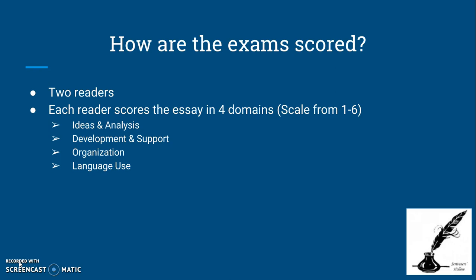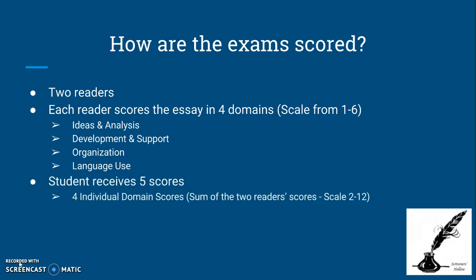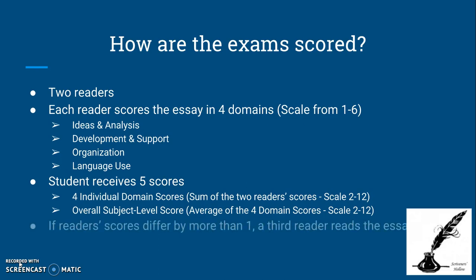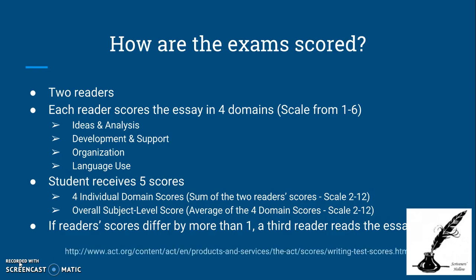Okay, and then those 2 scores are added together. So the final essay is scored in each of the 4 domains on a scale of 2 to 12. All right, so the student ultimately receives 5 scores. You're going to get 4 individual domain scores between 2 and 12, one for each of those 4 domains. And then you're going to get an overall subject level score, which is the average of the 4 domain scores between 2 and 12. All right, and finally, if the readers' scores differ by more than 1, a 3rd reader reads the essay. Okay, and that's how the exams are scored.